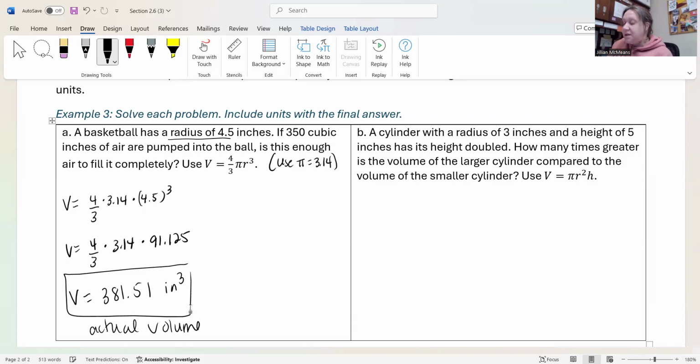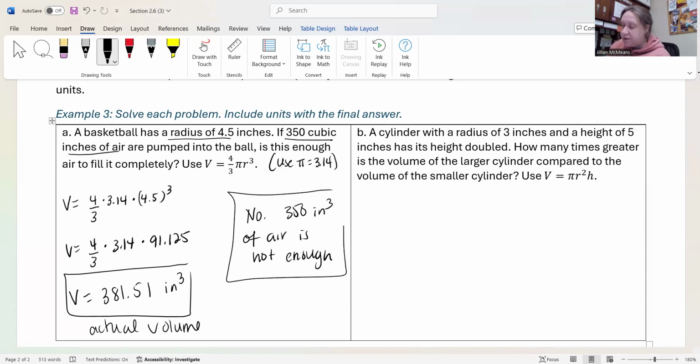What we've been asked is, is 350 cubic inches of air enough air to fill the basketball completely? And our answer would be no. 350 cubic inches of air is not enough. In order to fill the basketball completely, we would need 381.2 or 381.51 cubic inches of air. So the final answer here would be no, it's not enough air.